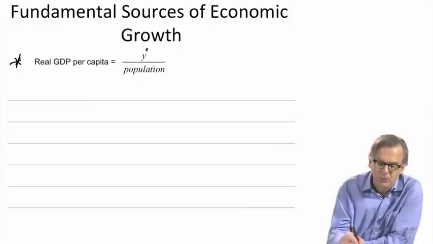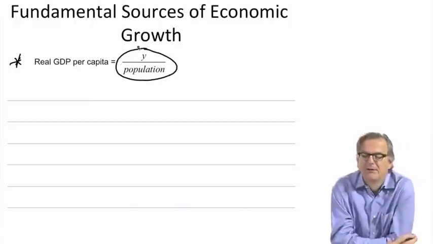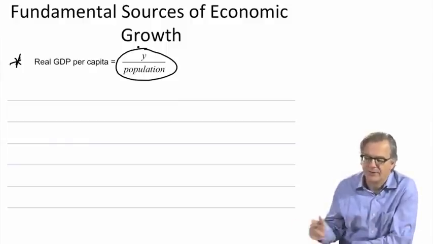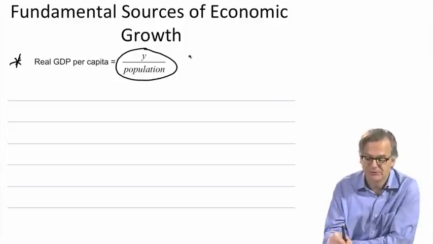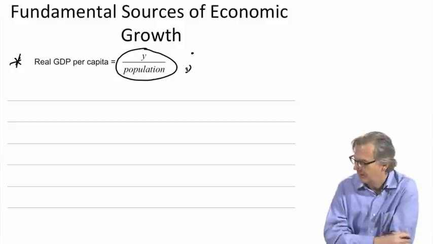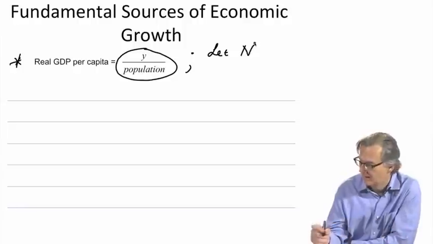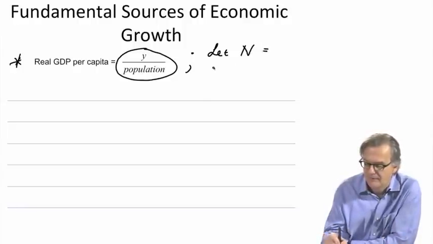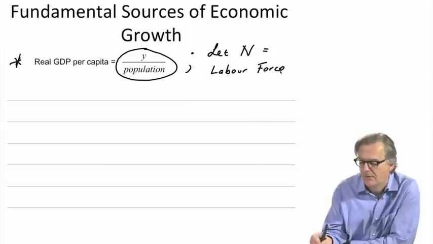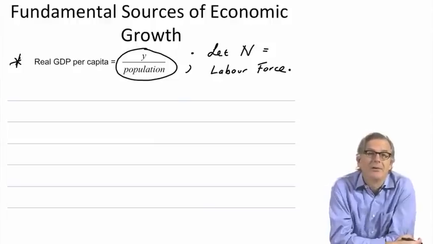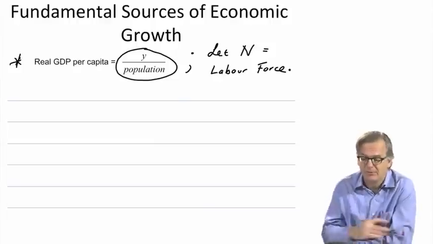Turns out that just working with this gives us some pretty profound insights into the nature of economic growth and what some of these fundamental sources of growth might be. To explain this, I want to introduce a new piece of notation, the letter capital N. Now, the letter capital N, I'm going to use to denote the labour force in the economy. So the total amount of labour that is available to produce the output in the economy.